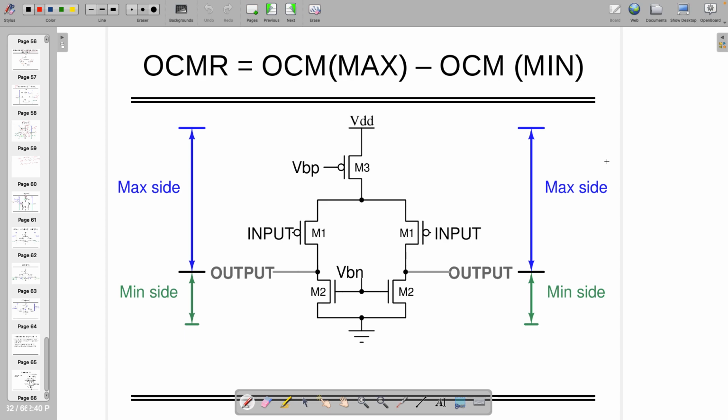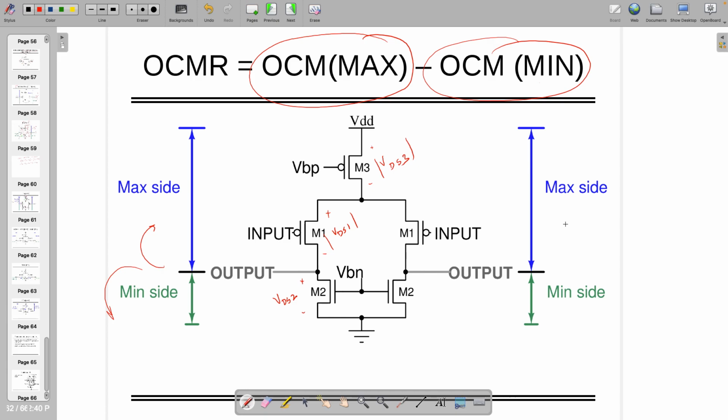Now the same way you can predict the output common mode voltage also, which is actually coming from OCM max and OCM min. OCM max is output common mode max and output common mode min, right? So max side is upside, min side is downside, and this is quite simple to know, because here it's VDS2, here it's VDS1, VDS3. I'm keeping it mod because those notations are going up and down, so that it's the same, right?